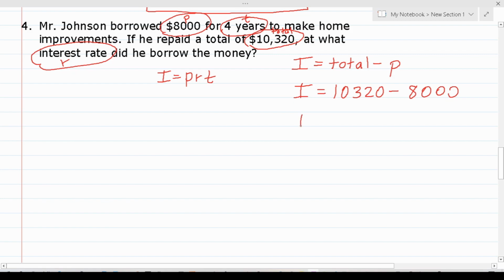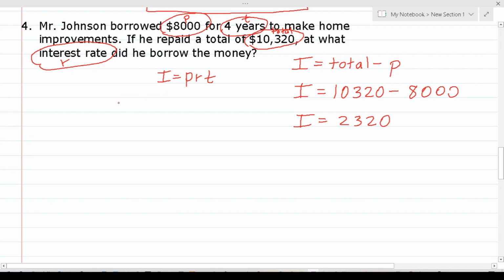Okay, so interest in this case is going to be $2,320. And again, that's one you have to be able to do in your head. 10,000 minus 8,000 would be 2,000. Tack on $320 extra to that. So now that we have I, P, and T, we can figure out what R is by plugging these things into the simple interest formula.